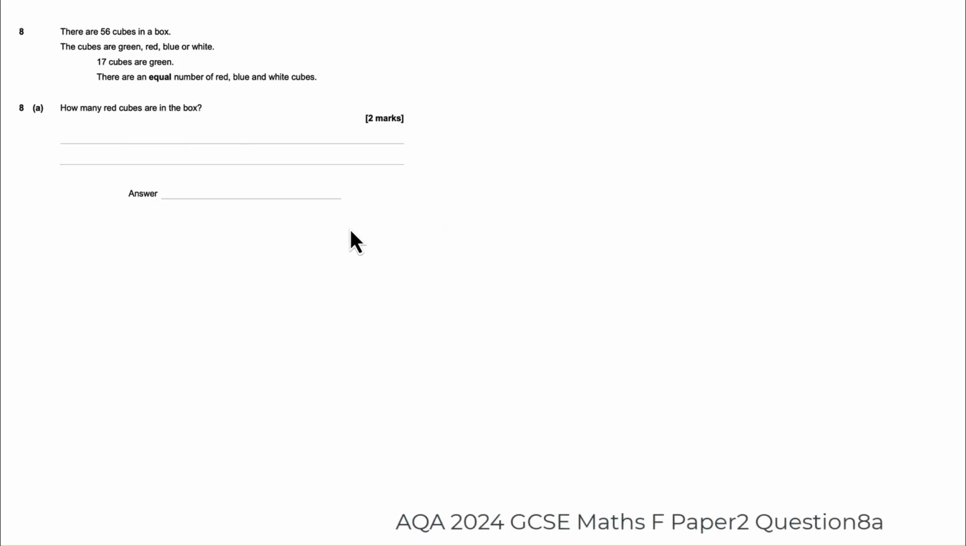Well, here's question 8, and we're told there's 56 cubes in a box. So somewhere we have a box containing inside it 56 cubes. The cubes are green, red, blue, or white. So there's green, there's red, there's blue, and there's white.